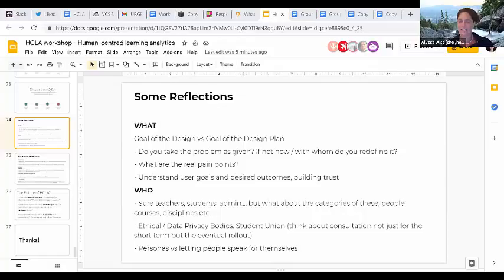Okay. I'm in limited tech today, so I'm not going to project the slides, but hopefully they're big enough. Can you see the one that says some reflections?